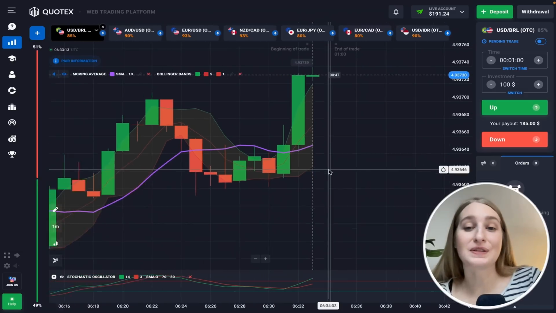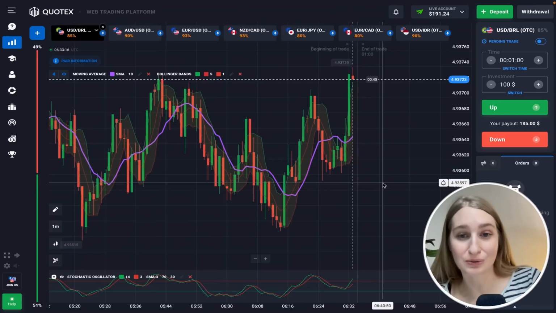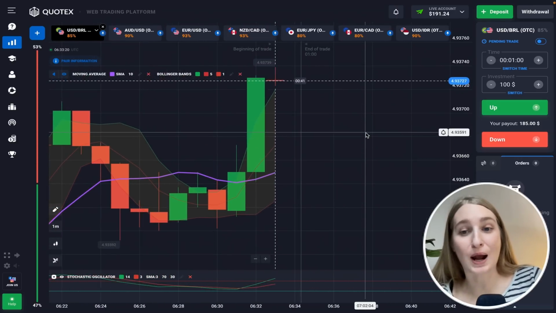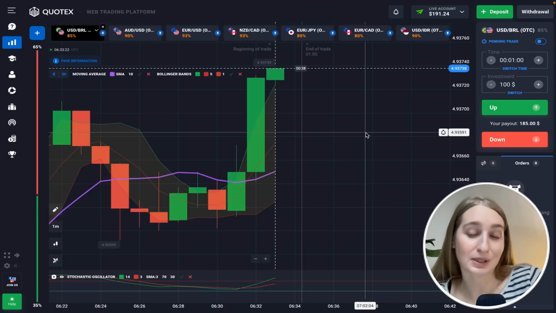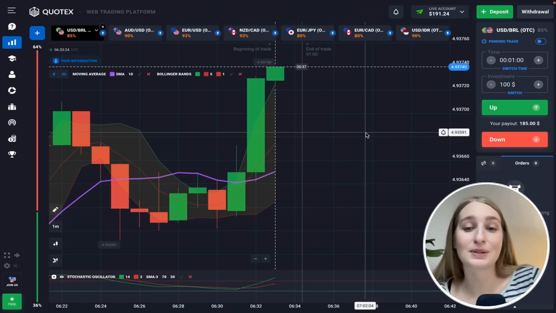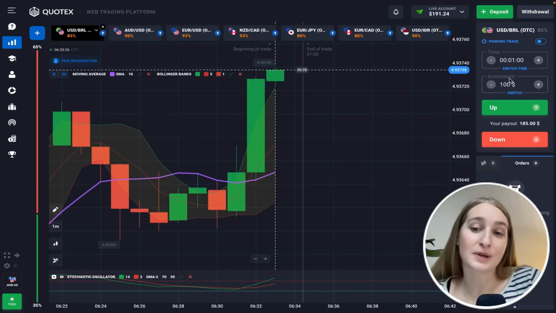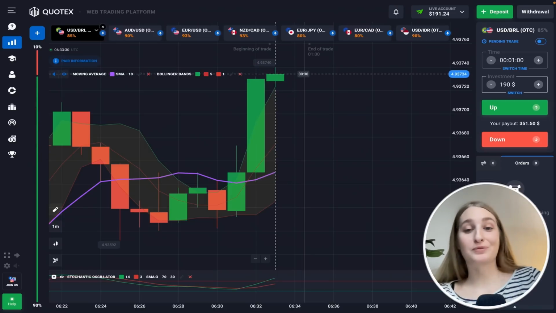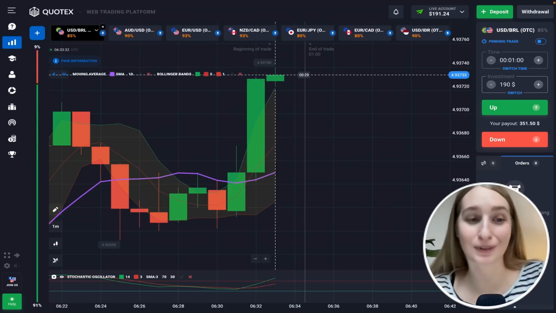Yes, the situation is the same. I remember the first currency pair. It's a pretty similar situation from our previous visit. That's why I want to change our investment to $190. So $1 for my luck, and let's check this out with greens.